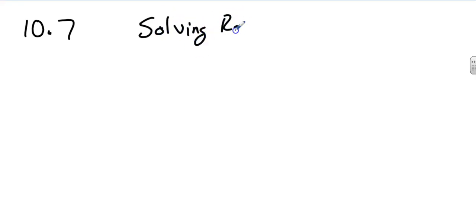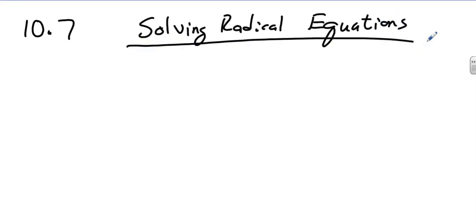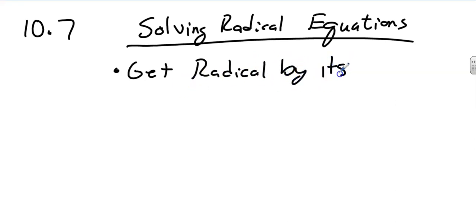With 10.7, we're still working with radicals, but this time we're going to be solving radical equations. For almost everything here, there are basically two things you're going to do. If you only have one radical, you're going to get the radical by itself on one side of the equation.